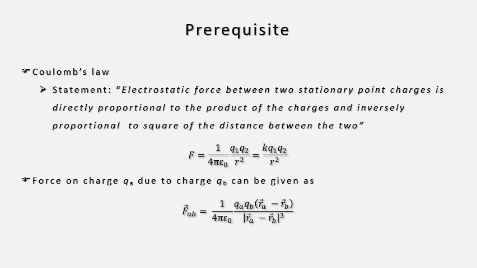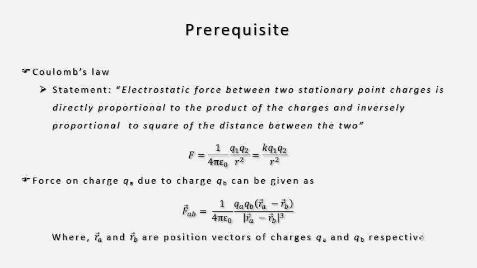What is R_A? What is R_B? R_A is the position vector of Q_A and R_B is the position vector of the second charge Q_B. This is what you are supposed to know, and if you have any doubt, you should go back to the video of Coulomb's law and its vector form before continuing with the current topic. So assuming that you know this, let us start with today's topic.